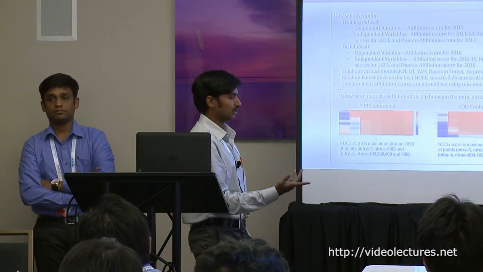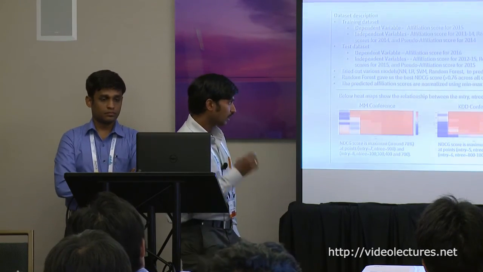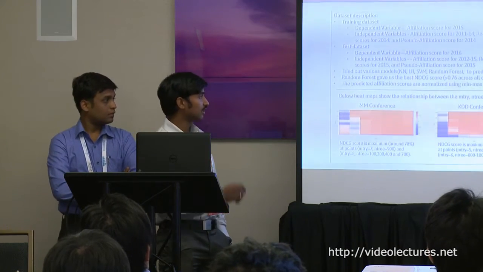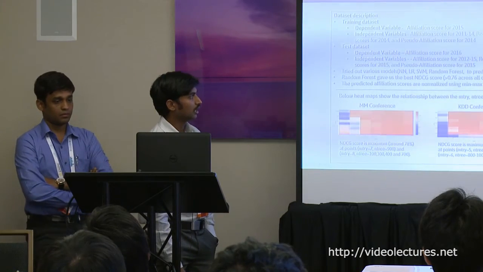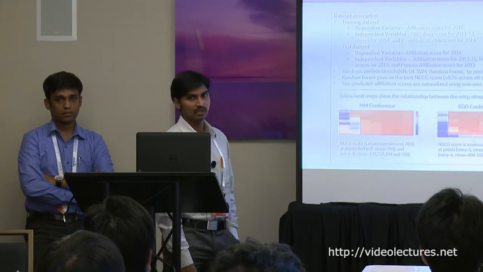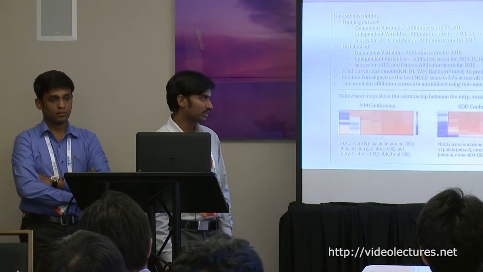And for the KDD conference, we have achieved an NDCG score of 79% at m-try 5 and n-try 700, 200. The color coding tells us that it's more or less similar. And for the SIGIR conference, we have got 76% at m-try 4 and n-try 200. And we have tried different models like neural network, linear regression, support vector machine, out of which the random forest model has performed well for us.